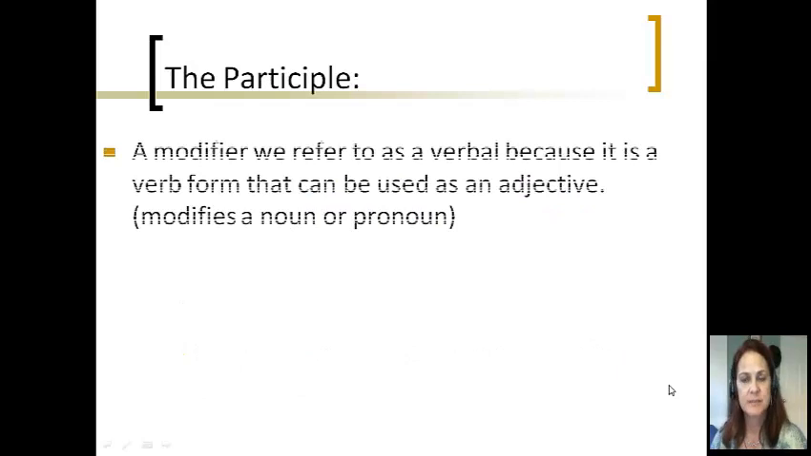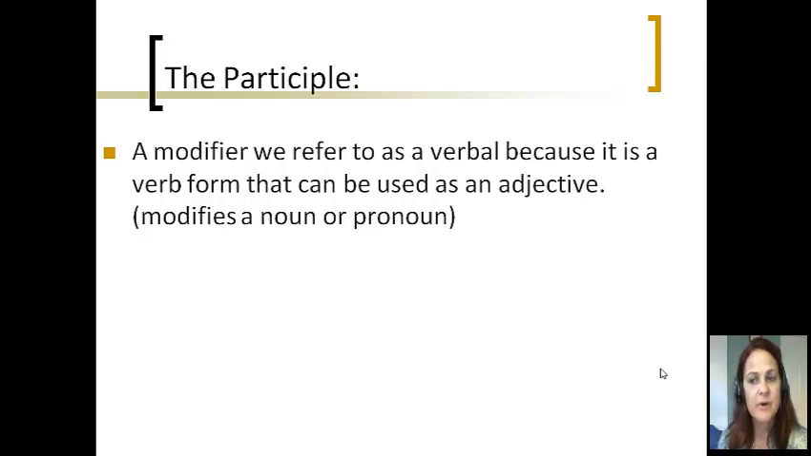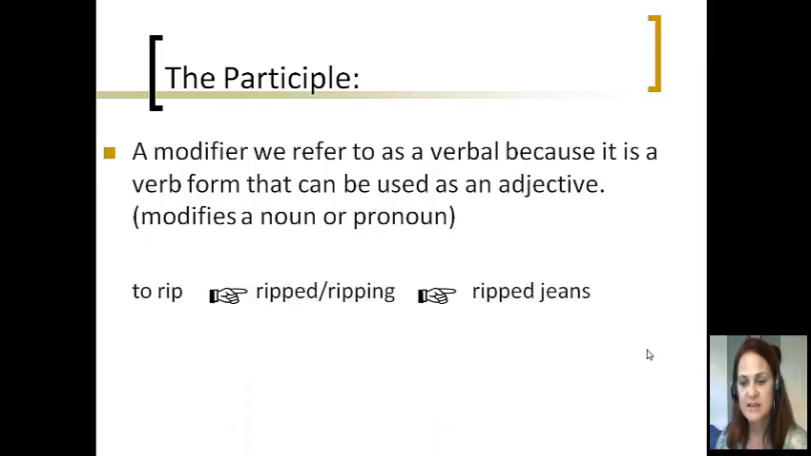Okay, a participle is a modifier we refer to as a verbal because it is a verb form and it can be used as an adjective. And that, remember, an adjective modifies a noun or a pronoun. So let's look at some examples.